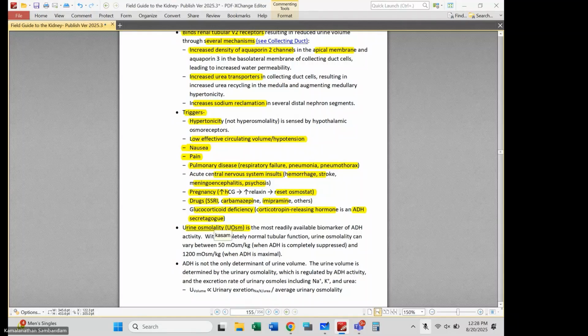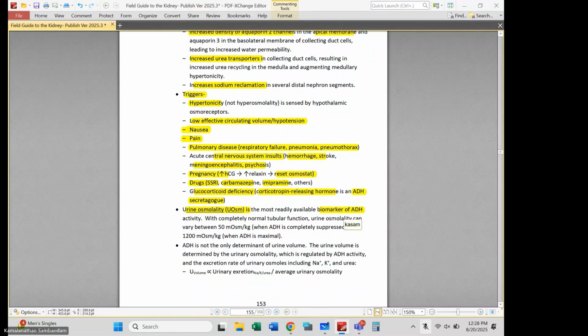Urine osmolality is your biomarker of how much ADH is present. Okay, we don't typically measure ADH. Now there's a literature on measuring copeptin, a cleavage peptide from the pre-hormone of vasopressin. It has a longer half-life, so some people have reported copeptin levels as a way to interrogate dysnatremia, but we don't do that much.